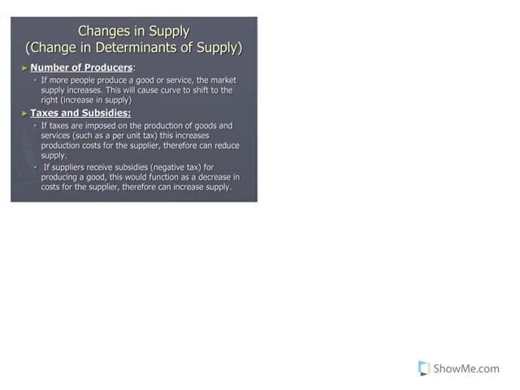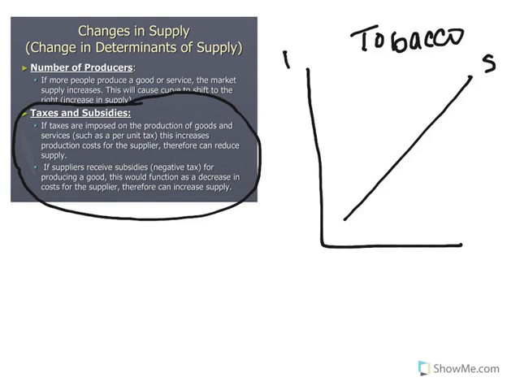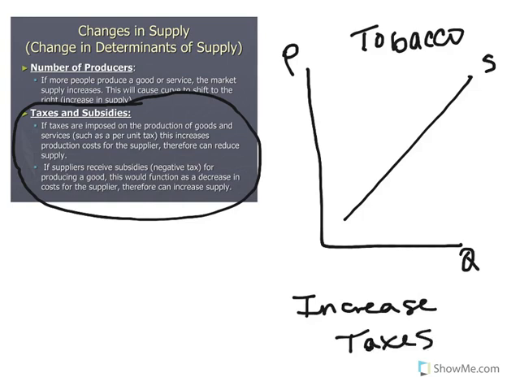Now, the last determinant of supply I wanted to cover would be simply taxes and subsidies related to the production of a good. So let's say, for example, that we're talking about the supply of tobacco products. So we have an upward sloping supply curve of tobacco products. And let's say that the government decides they're going to implement another tax. So they increase the taxes on the production of the tobacco.